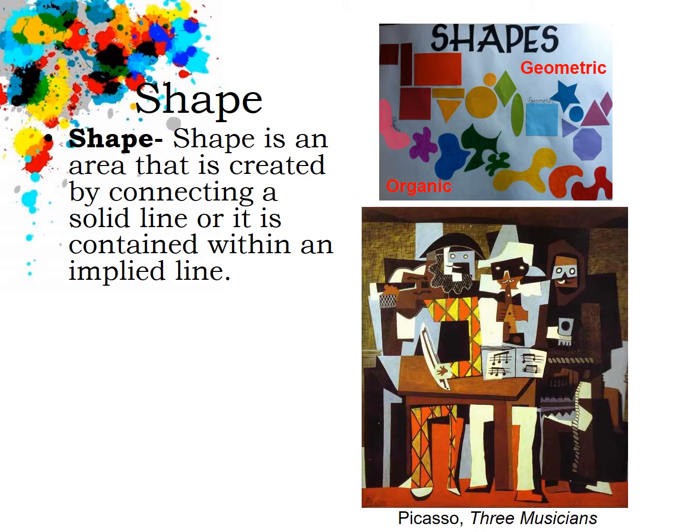Now, there are other types of shapes, and they could be in the form of blobs. So these blobs are technically shapes because they're enclosed within a line. The line connects from one end to the other. However, they don't have fancy names, but they still are shapes. So on your paper, I want you to draw me an example of one geometric shape and one organic shape.